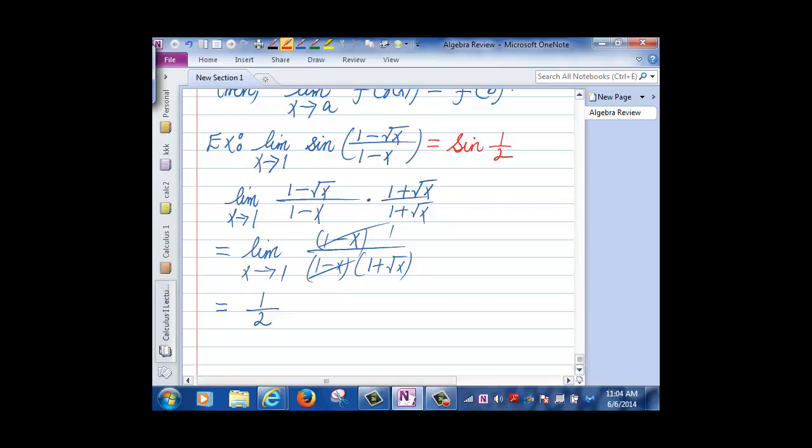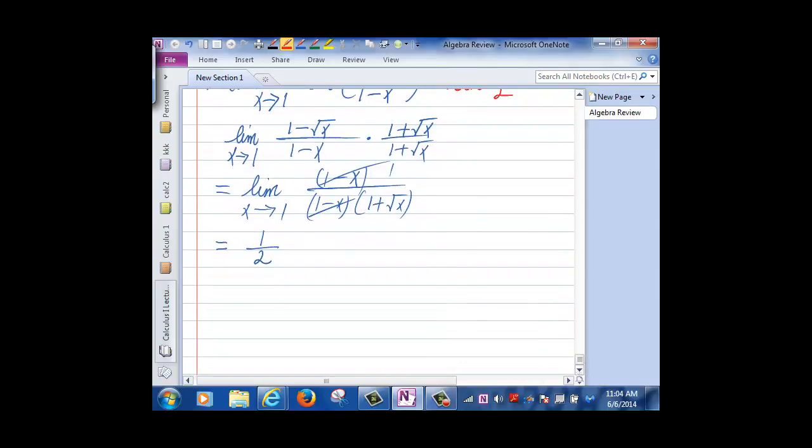So again, we are not asking whether this function is continuous at 1, we are just computing the limit at 1. If I ask you whether this function is continuous at 1, you'll say that it's not continuous at 1 because it's undefined at 1. Any other questions on this problem?